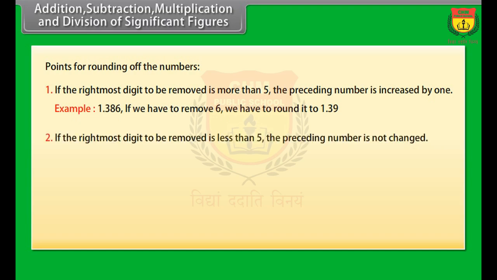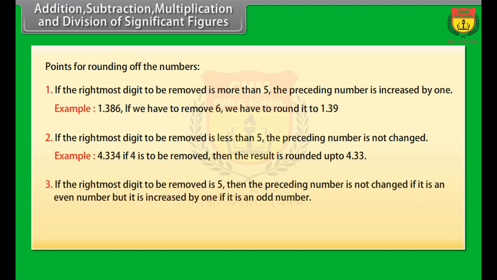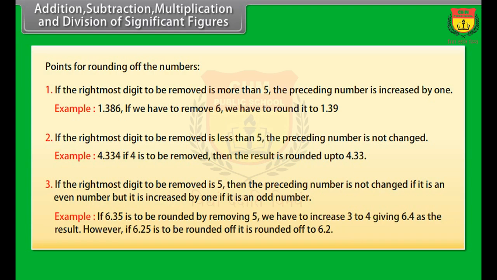2. If the rightmost digit to be removed is less than 5, the preceding number is not changed. Example, 4.334. If 4 is to be removed, then the result is rounded to 4.33. 3. If the rightmost digit to be removed is 5, then the preceding number is not changed if it is an even number, but it is increased by 1 if it is an odd number. Example, if 6.35 is to be rounded by removing 5, we have to increase 3 to 4, giving 6.4 as the result. However, if 6.25 is to be rounded off, it is rounded off to 6.2.